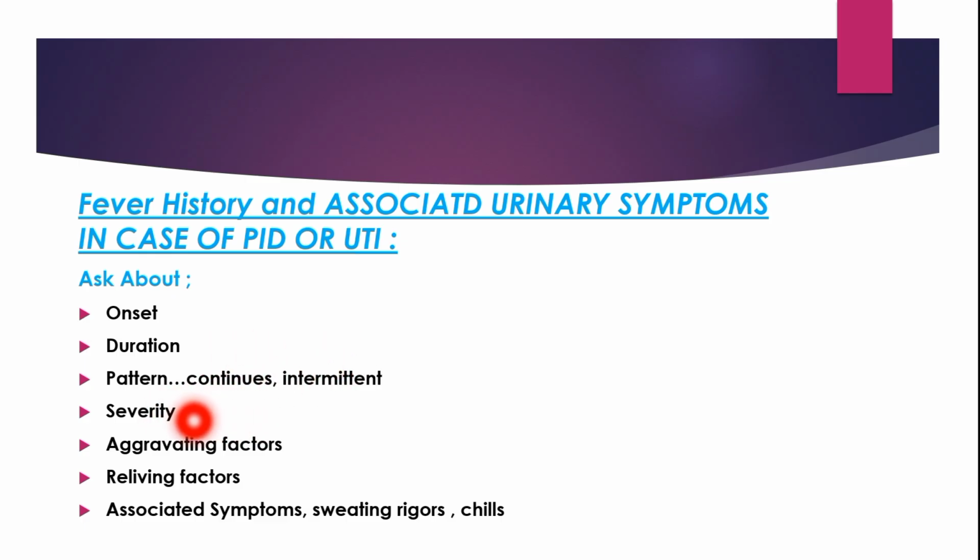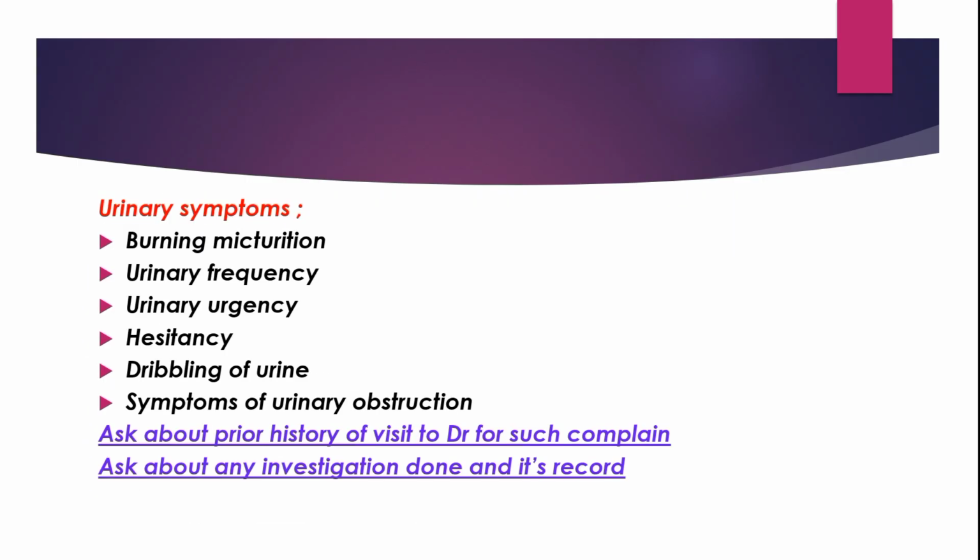Similarly, also ask about the severity, aggravating factors and relieving factors, and any associated symptoms like history of sweating, rigors, and chills with the fever. And urinary symptoms: ask about history of burning micturition, urinary frequency, urgency, hesitancy, and dribbling of urine. Similarly, also ask about the symptoms of urinary obstruction.